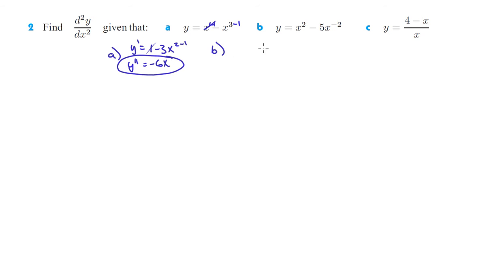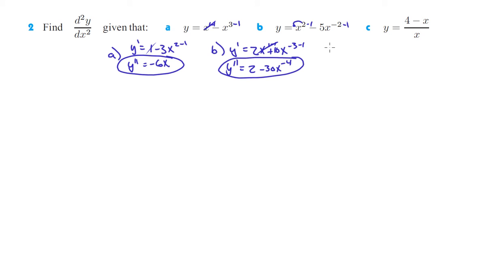Okay. B, y prime, sorry, is 2 times 1 is 2. Subtract 1 from that, and that's x to the first, right? Negative 2 times negative 5 is plus 10x. And subtract 1 there to the negative third, right? That's the first derivative. So now the second derivative, 1 times 2 is 2. Subtract 1 there, and that's gone. Negative 3 times 10 is negative 30. X to the, subtract 1, is negative 4. Okay, that's our second derivative.